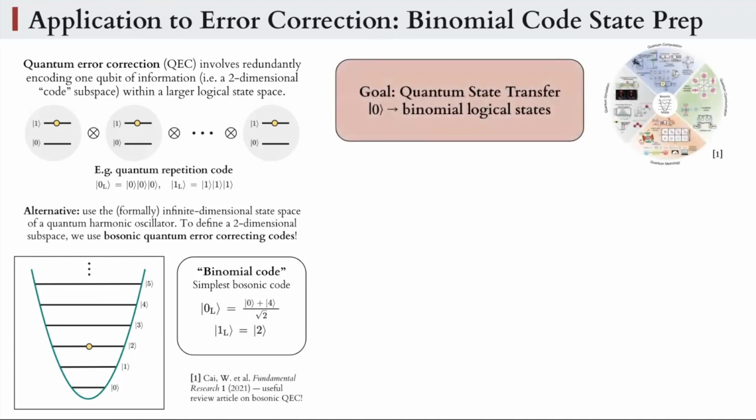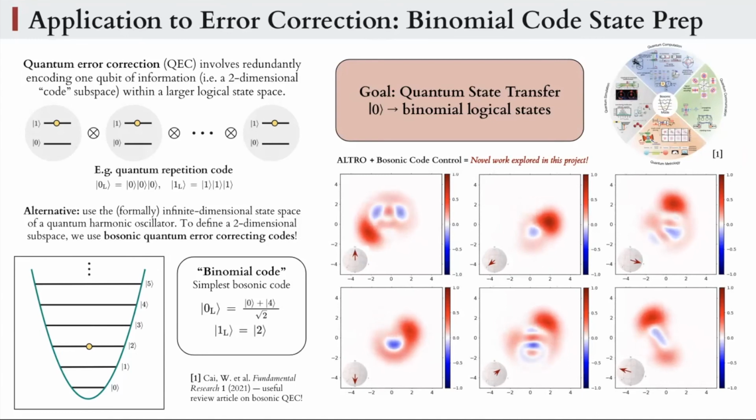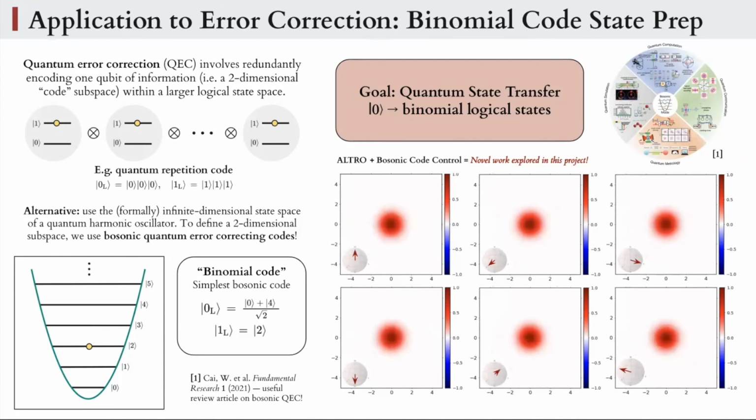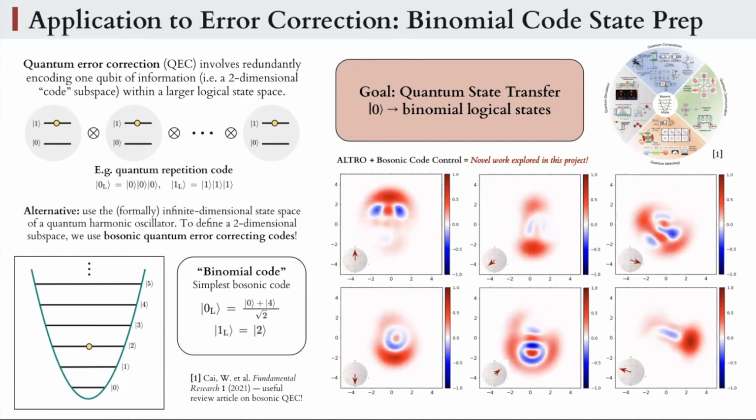Our goal here is another quantum state transfer problem, going from 0 excitations, i.e. the vacuum state, to our binomial logical code states. This has applications in quantum computation, quantum communication, quantum metrology, and quantum simulation. Now we can visualize the optimized trajectories for this quantum state transfer problem by looking at the Wigner quasi-probability distribution of our states versus time.